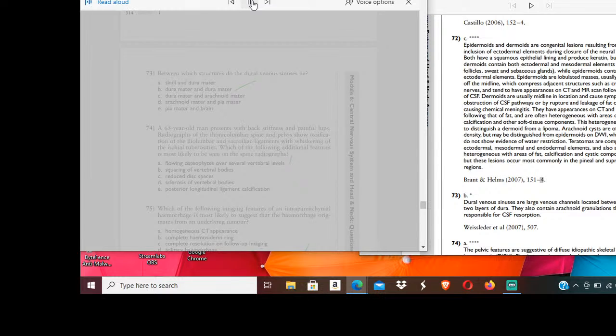73, between which structures do the dural venous sinuses lie? A. Skull and dura mater. B. Dura mater and dura mater. C. Dura mater and arachnoid mater. D. Arachnoid mater and pia mater. E. Pia mater and brain. 74, A.